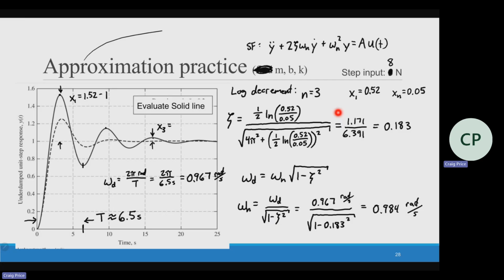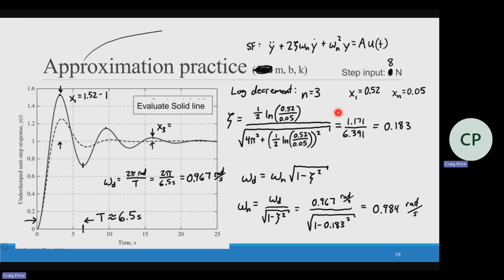So I find the first one with log decrements the most accurate approximation. You can look at maximum overshoot, you can look at settling time, but they have a little bit more uncertainty. Oh my gosh, did I bring that in? Uncertainty, remember that? You take rates? Oh, okay. Uncertainty, wow.